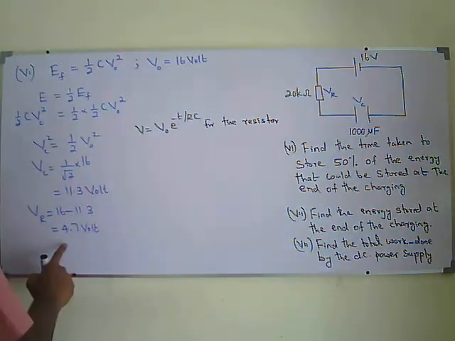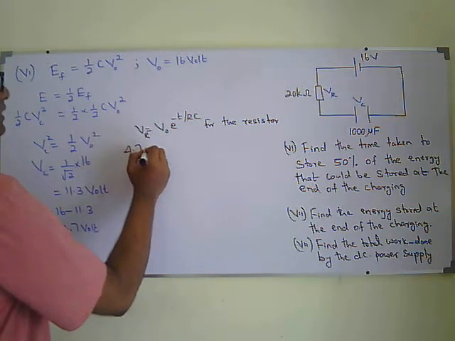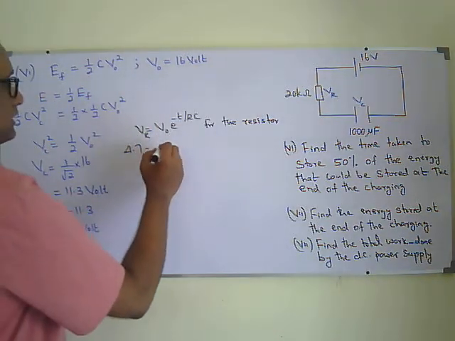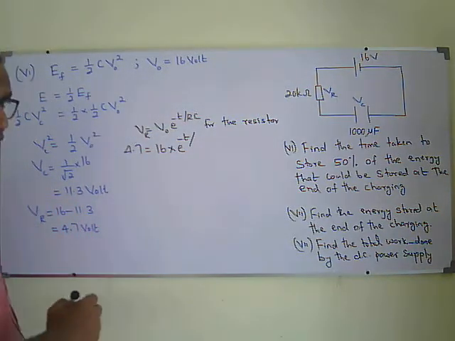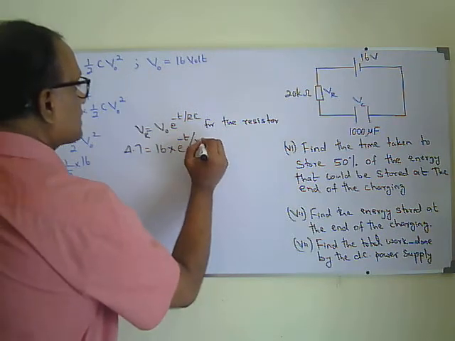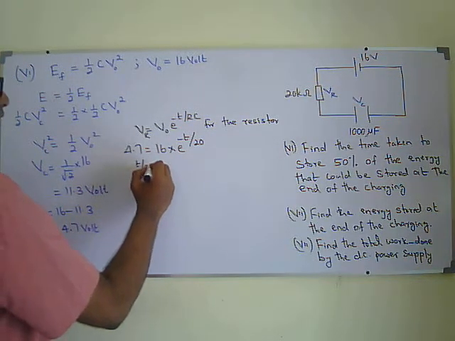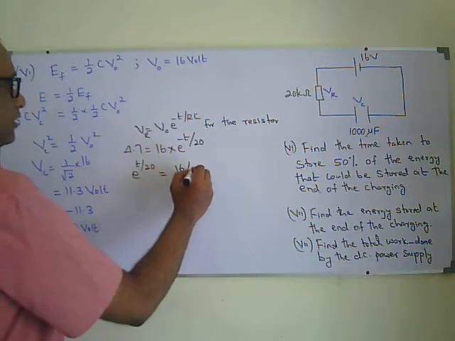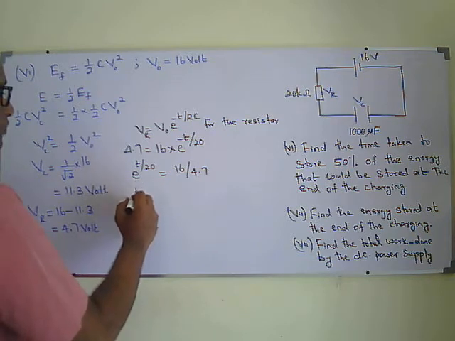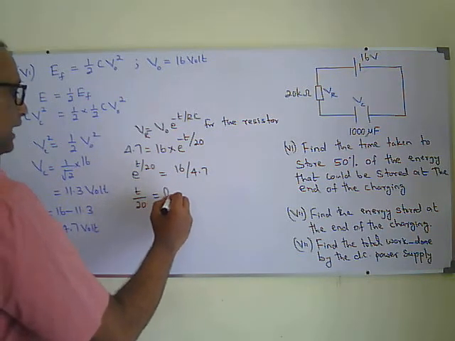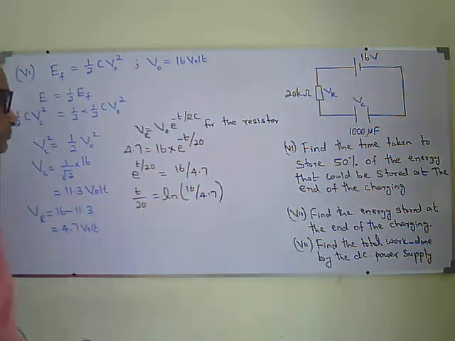So V is going to be 4.7. That's the voltage across the resistor, 4.7. Initially, it had voltage across it 16 e to the power minus T over RC. We found in the previous part that RC is 20. So e to the power T over 20 is going to be 16 over 4.7. Take ln on both sides, so T over 20 will be equal to ln 16 over 4.7.